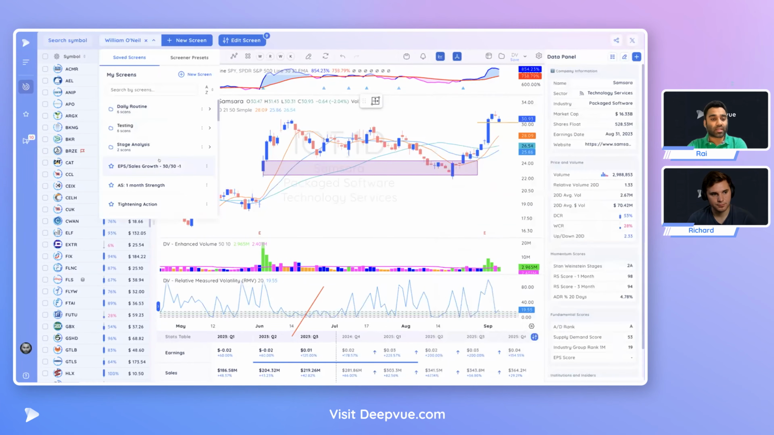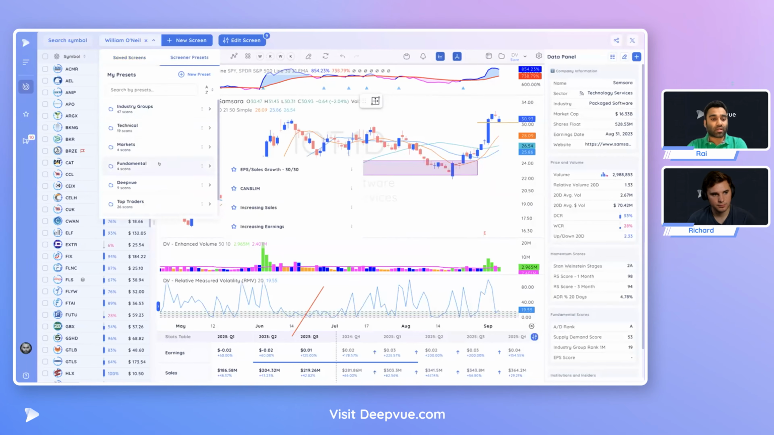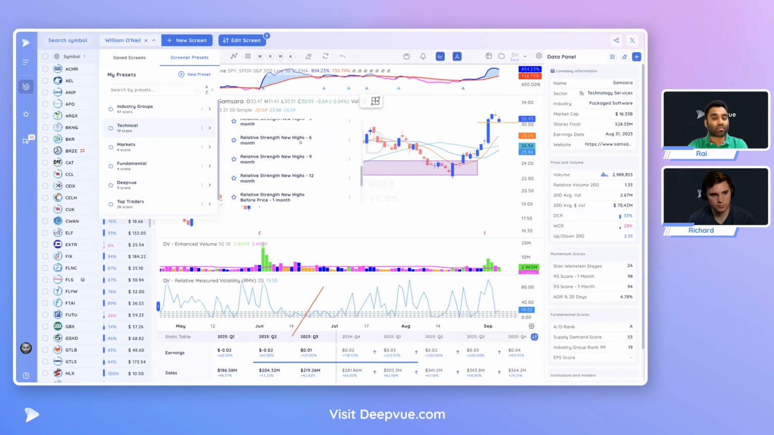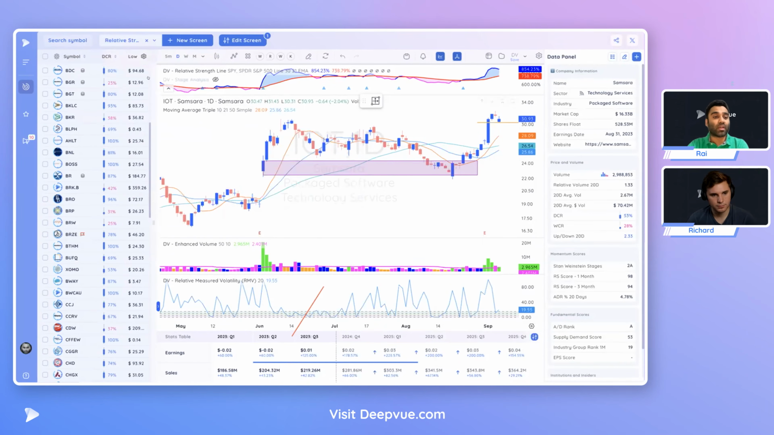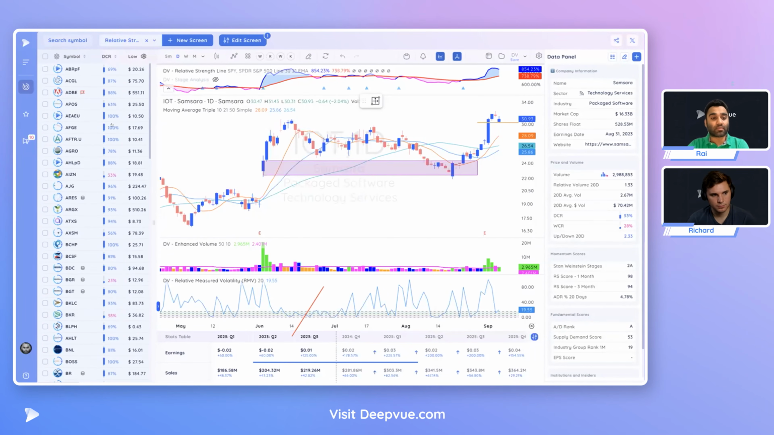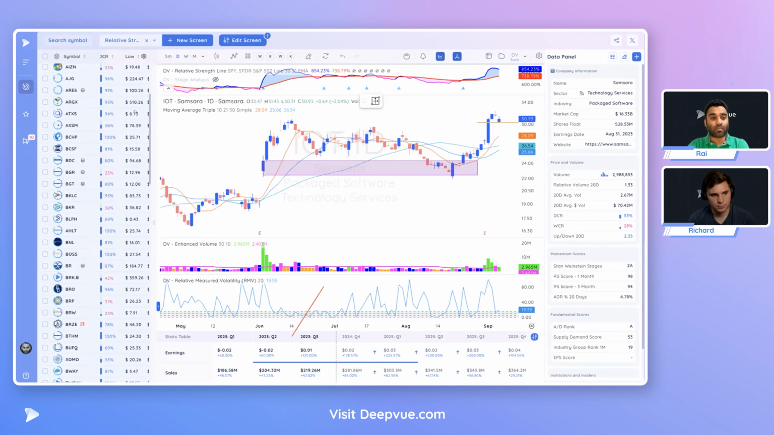Another one that I like to run is the one that Ross is big on. It should be under technicals. It's the relative strength new highs. So relative strength new high on a 1, 3, 6, 9, and 12, and then relative strength new high before price makes a new high. This one will give you a whole bunch of good names in the markets most of the time.